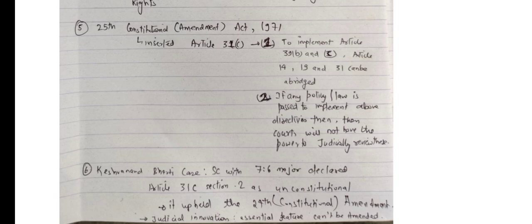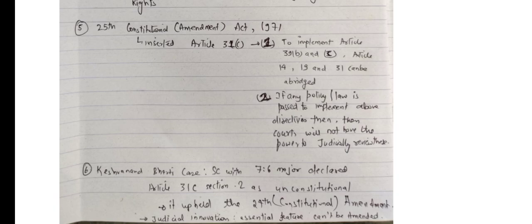The court will not have the power to judicially review this. Then the Parliament, then the Supreme Court waited, and then it came with the landmark verdict. That is, in the 25th Constitution Amendment Act, the Parliament has taken away the judicial review power of the Supreme Court, which is actually provided in the Constitution in Article 137.